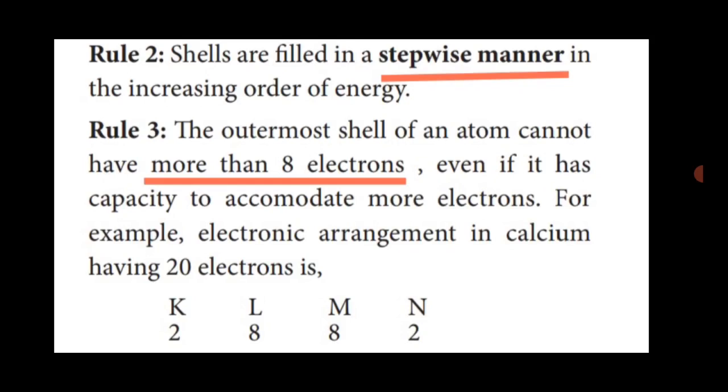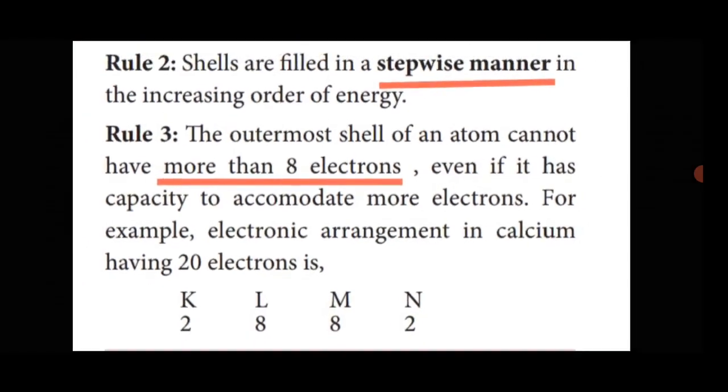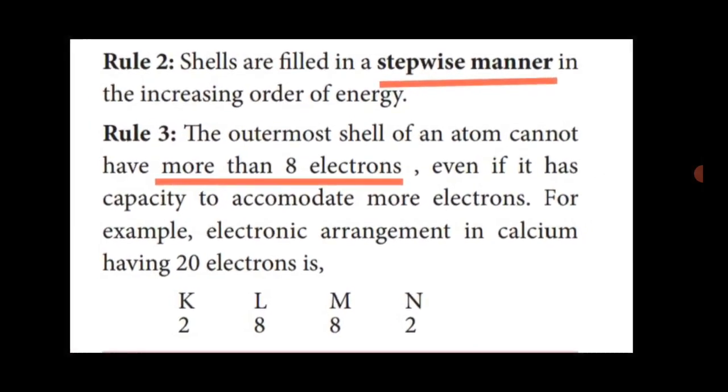First find out the shells: K, L, M, N. Already we know the K shell contains only 2 electrons. The second shell contains 8 electrons. The third shell, the M shell, contains 8 electrons. The last, N shell, contains 2 electrons. So the outermost shell cannot be occupied by more than 8 electrons, only 8 electrons. This is rule number 3.